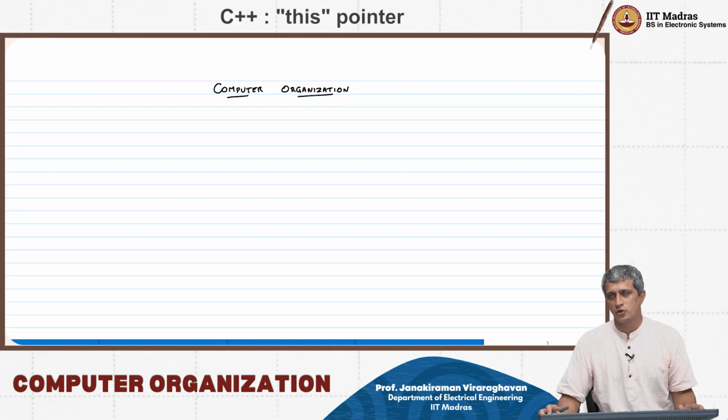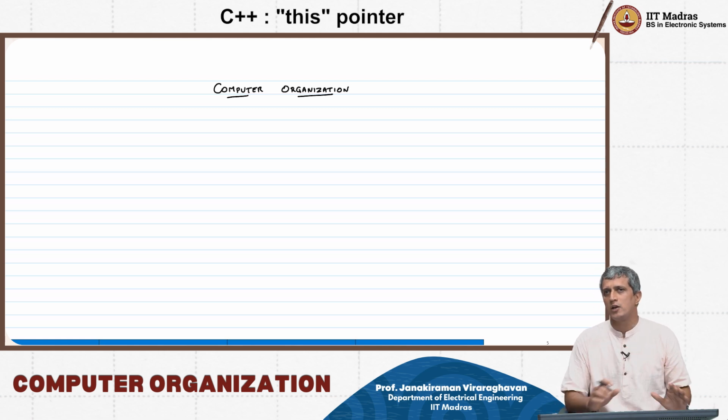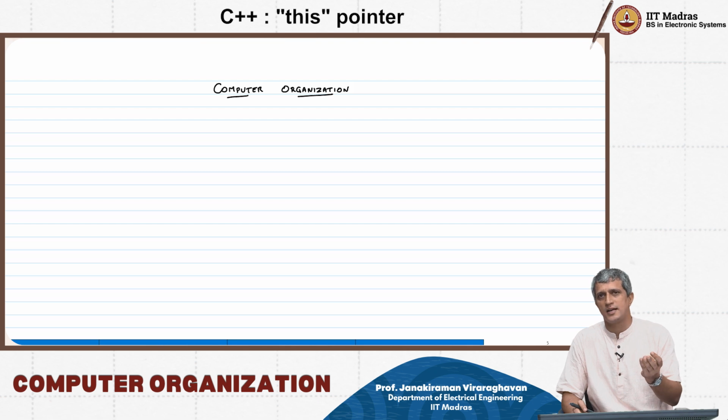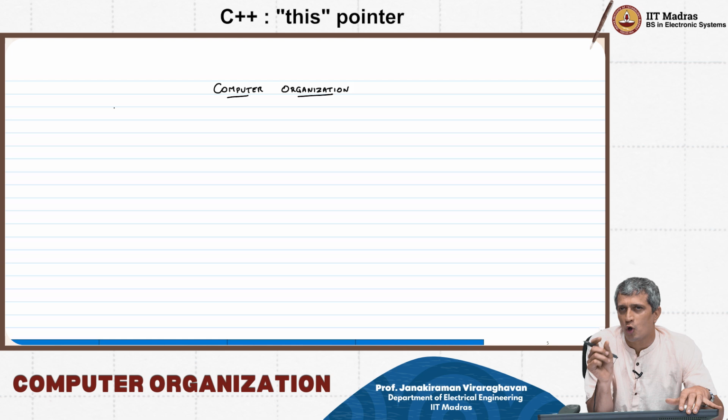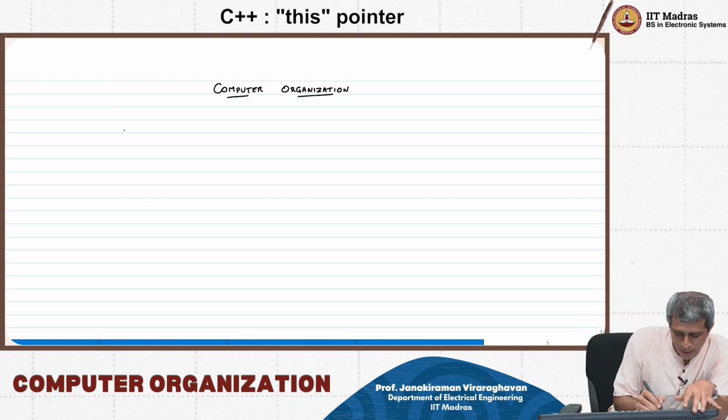Hello all and welcome back to this course on computer organization. Having looked at various calling conventions, the stdcall, the cdecl call to handle variable argument lists and the fastcall, it's also good for us to understand what happens in C++ programs. So this lecture will be a very short comparison between C and C++ at assembly level.